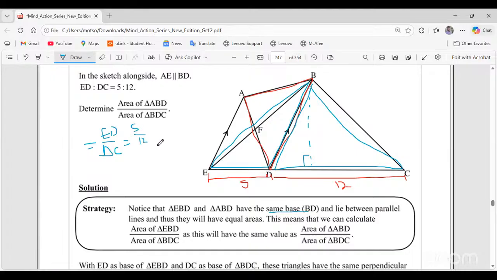Now, what are we going to do here? We just substitute this triangle EBD by which triangle? By ABD, because this triangle and this triangle have got the same areas. So now this ratio will be the same as this ratio. Just like that, you will be done calculating what you are required to do.